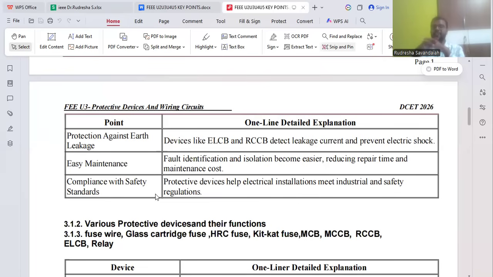Compliance with safety standards. Protective devices help electrical installations meet industrial and safety regulations. These three things, protection against the earth leakage, easy maintenance, and compliance with safety standards, are the one line detailed explanation.